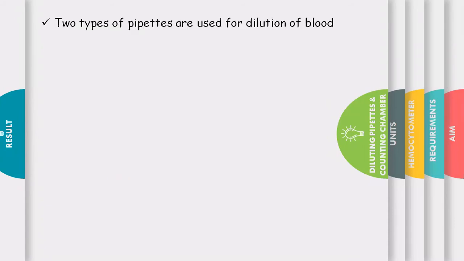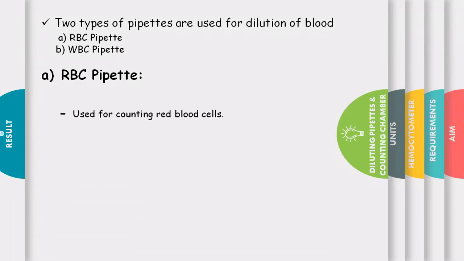Next are the diluting pipette and the counting chamber. First is the diluting pipette. There are two types of pipettes used for the dilution of blood. The first is the RBC pipette and the second is the WBC pipette. The RBC pipette is used for counting the red blood cells.